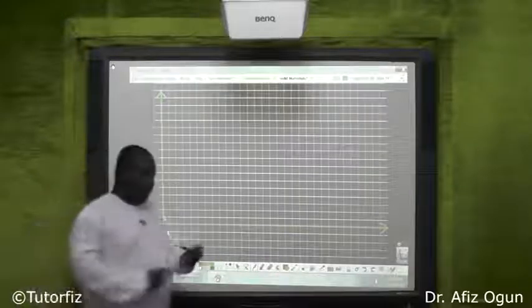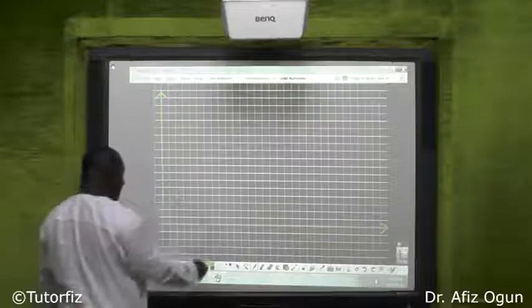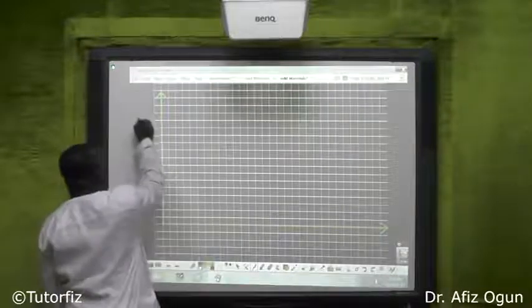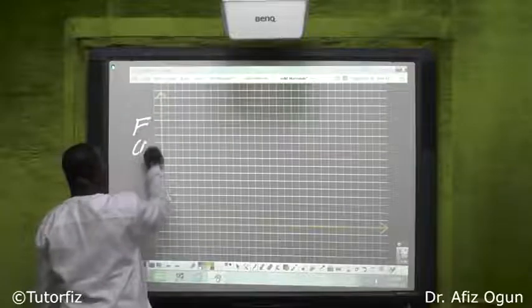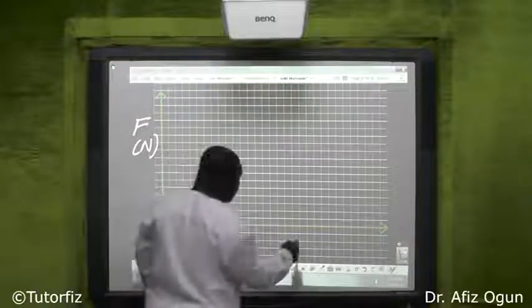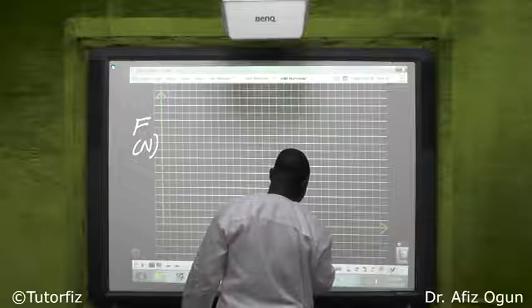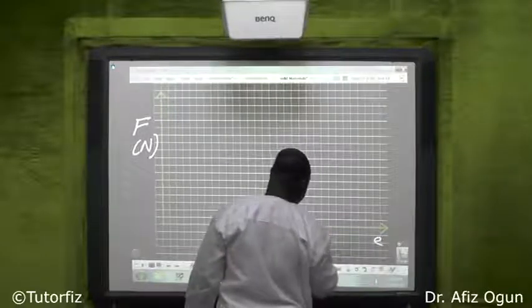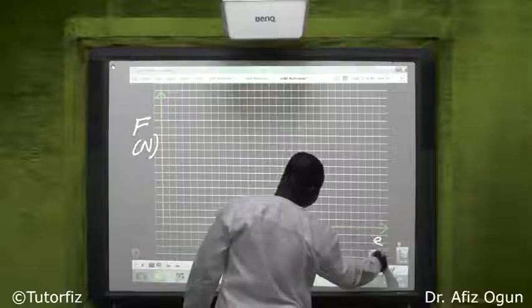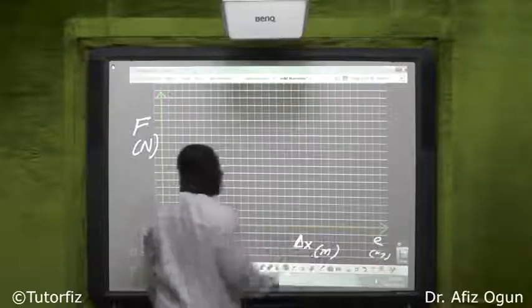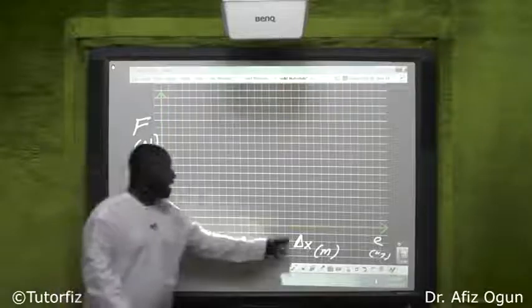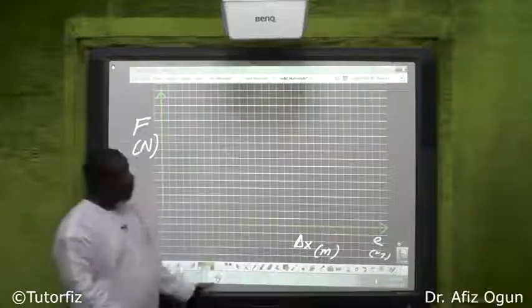So if we draw the graph of force against extension, I have force here in Newton, and I have extension here, my delta X or E, if it's Cambridge, of course, in meters. It's either this or this, depending on which exam you are writing. F against delta X or F against E. So you don't write both of them.